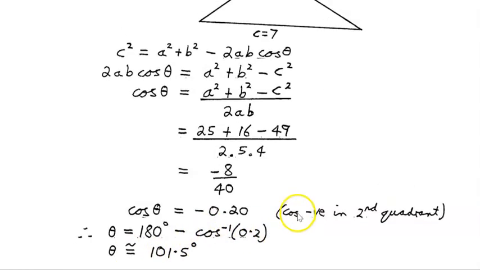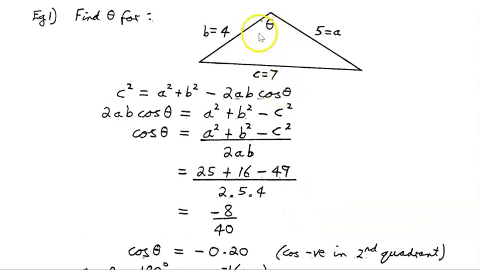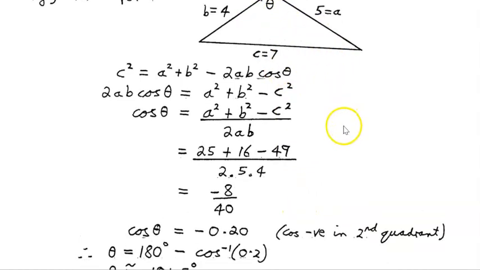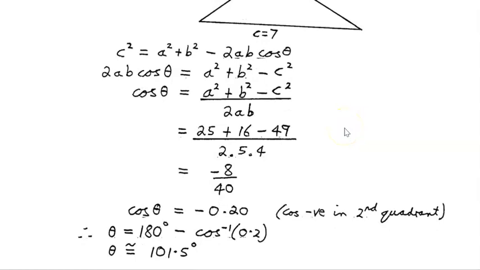Looking at the triangle, that's what we expect. We didn't expect an angle less than 90. We expected a bit more than that. Okay, that is that. That is the sine and cosine rules.